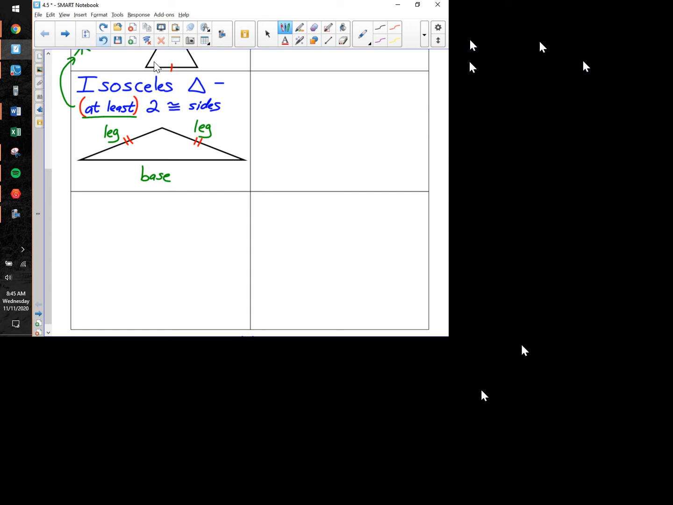Going a little bit further, you guys, the three angles in an isosceles triangle, they have names as well. Now, these two angles down here, this guy and then this guy, those are the two angles that touch the base. So, as it might make sense, those are going to be called your base angles. Okay?